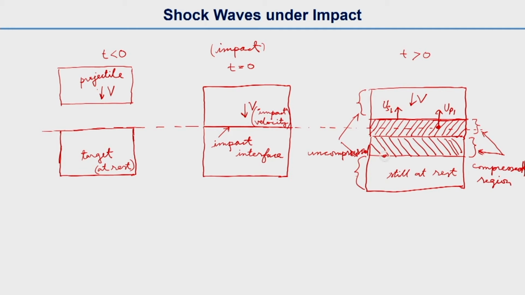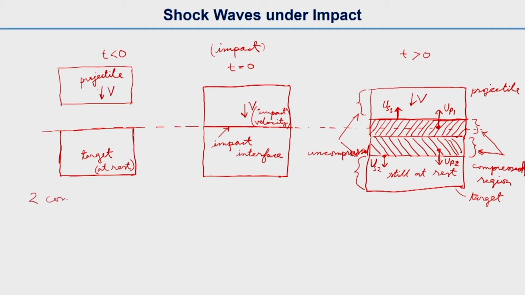This is the projectile and this is the target. One shock wave is going upward, which is the shock wave generated in the projectile, and one is going downward, which is the shock wave produced in the target. We will write its velocity as u subscript s2. So 2 is for the target, 1 for the projectile. Similarly for particle velocity, up1 for the projectile and up2 for the target material.